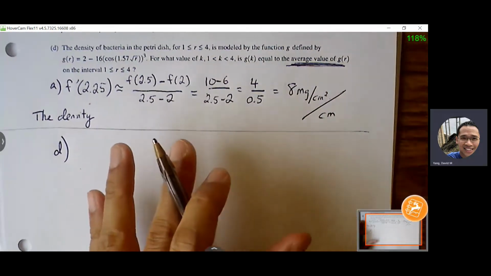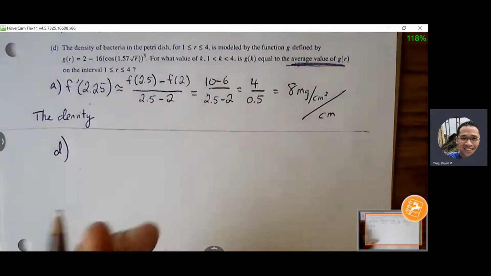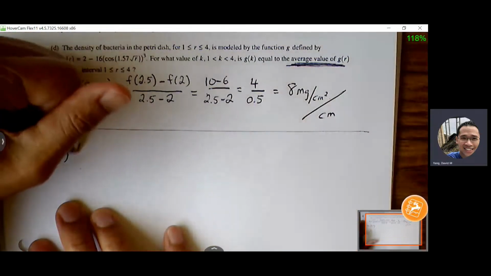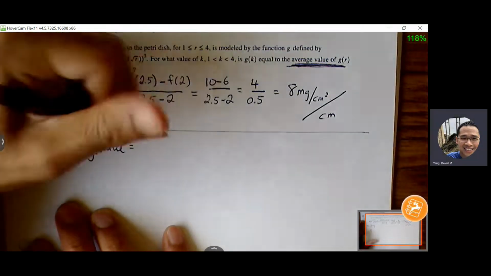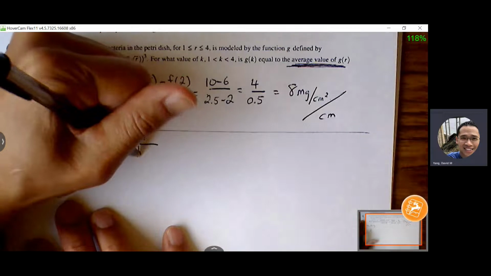We first have to figure out what the average value of g of r is. So average value, we're thinking average value theorem. I've got to build that value first. Let me remind us what that formula is: 1 over b minus a.